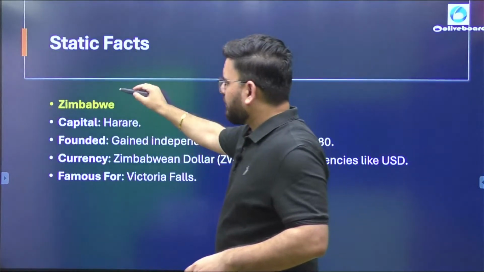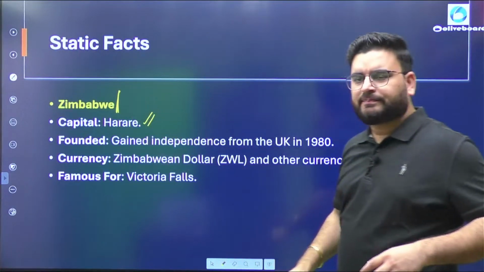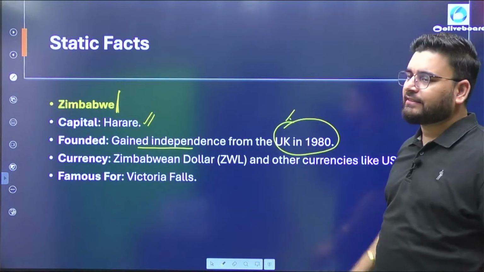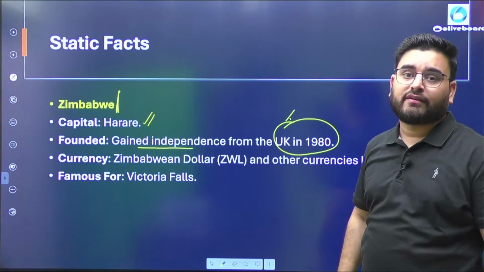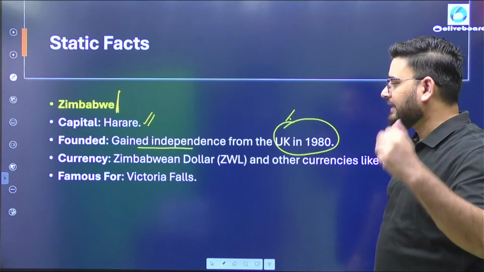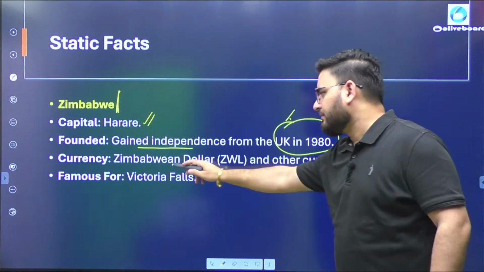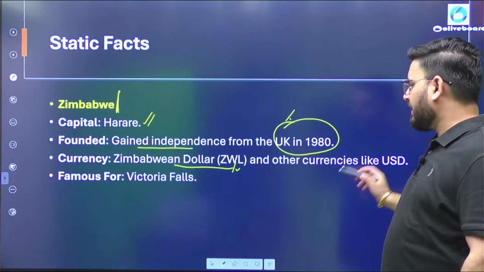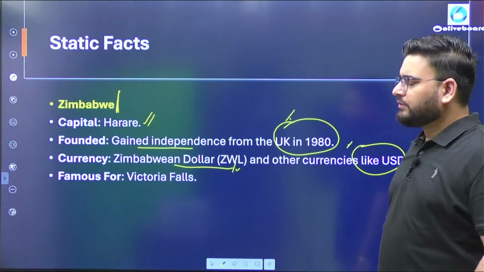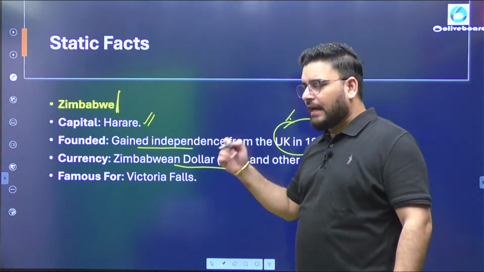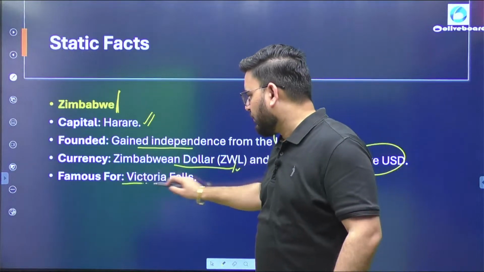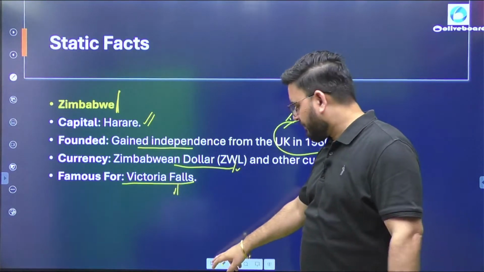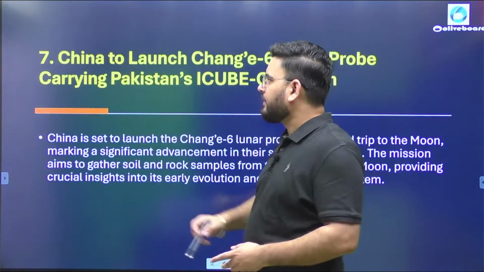So about Zimbabwe, the capital is Harare, and it gained independence from the United Kingdom in 1980. So it was a colony of Great Britain. Here the currency is the Zimbabwean dollar. Also there are other currencies, like the US dollar, also used in Zimbabwe. And Zimbabwe is very famous for this fall. Moving on to the next one.